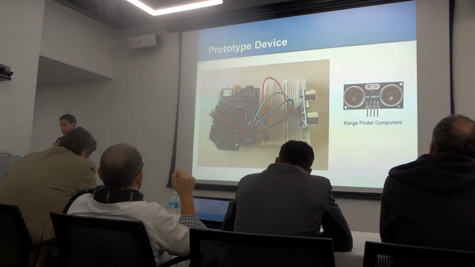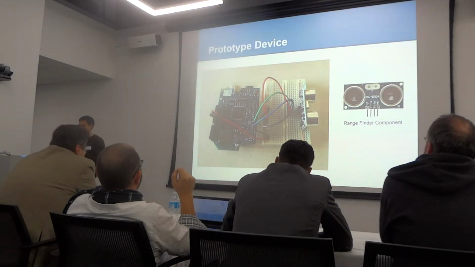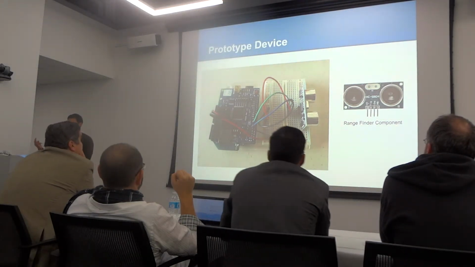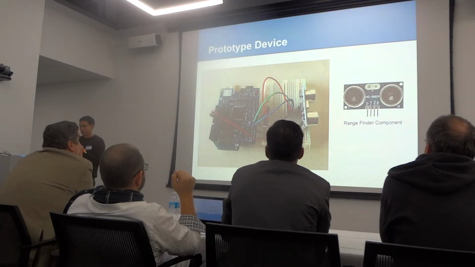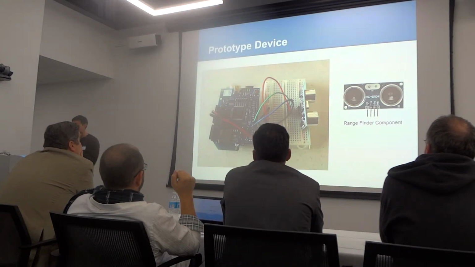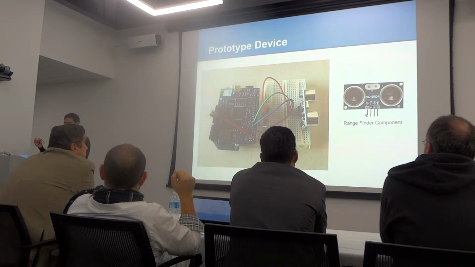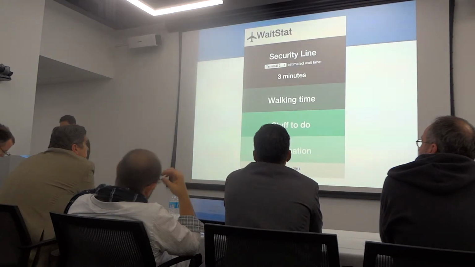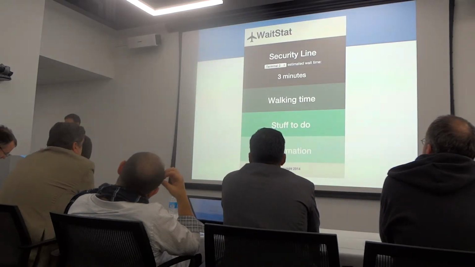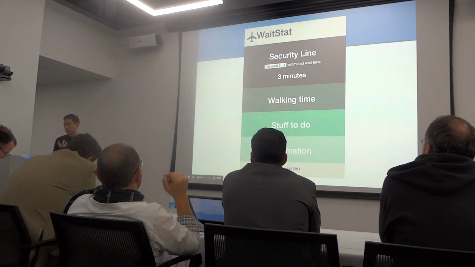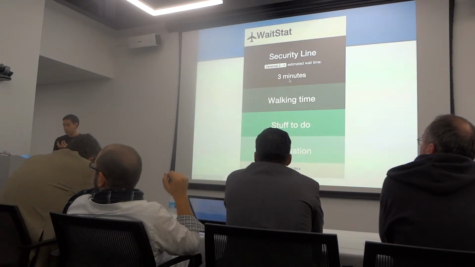So I built a prototype using Arduino last night. It's very simple, and obviously if this was productionized, it'd look much better. But this was just a proof of concept, and the main component here is this range finder component, which can basically tell the distance that a person is standing in front of the device. And here's an example app of what that information might look like once it's reported. So the user could pick a terminal, and then they'd see how long the waiting time is.